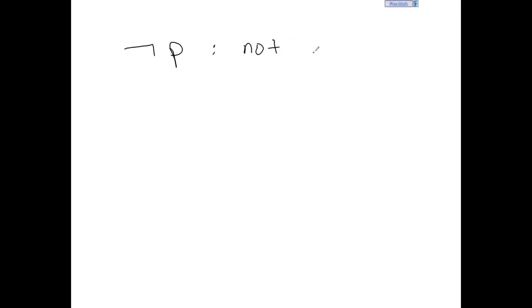So, not P. This symbol stands for the word not, and is often referred to as a negation. It negates it. Think about positive, negative numbers. If you negate positive 6, you get negative 6. It essentially becomes the opposite.